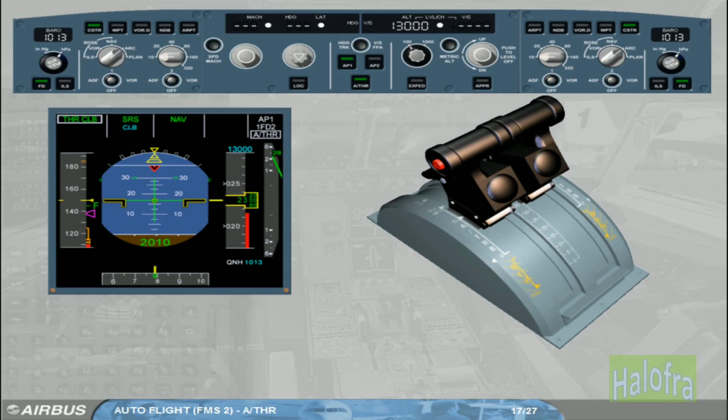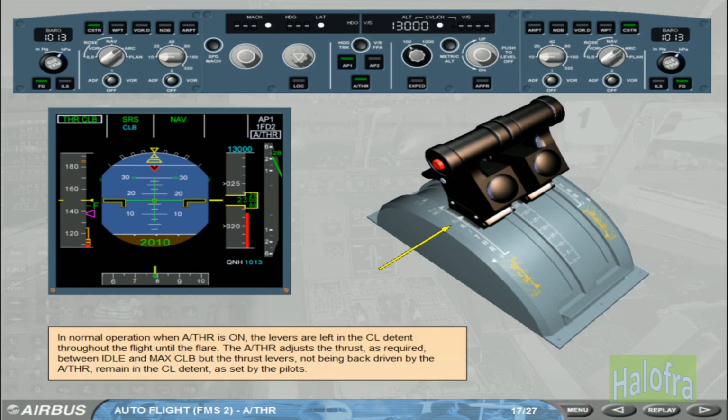In normal operation, when autothrust is on, the levers are left in the climb detent throughout the flight until the flare. The autothrust adjusts the thrust as required between idle and max climb, but the thrust levers, not being back-driven by the autothrust, remain in the climb detent as set by the pilots.